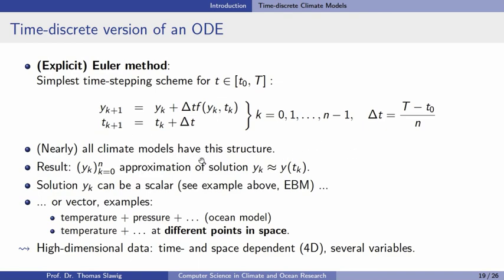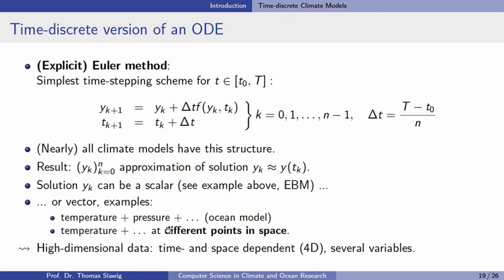Nearly all climate models have this structure, so that we have some kind of time loop. It might be different because the method might be a little more sophisticated, but the structure is the same. At the end, we get an approximation of our solution. The solution can be a scalar, so y_k can be a scalar, for example for the EBM. But of course, every solution at one time instance can also be a vector. Let's say we have a spatial distribution of the temperature on the Earth. Then every y_k would be a vector, and this will become some matrix or some different data structure.